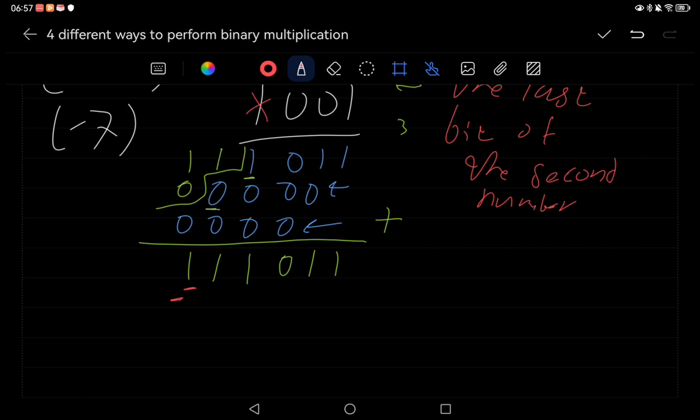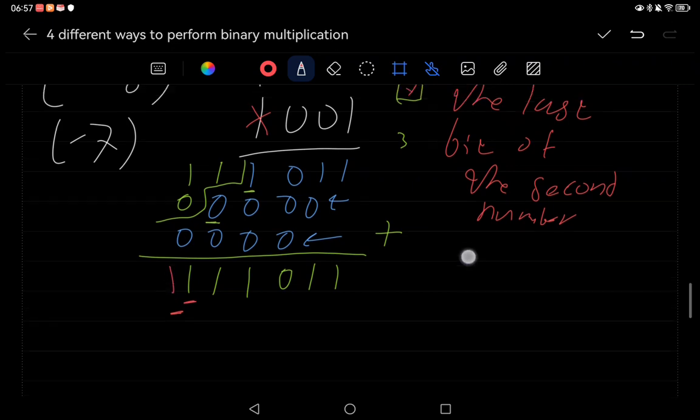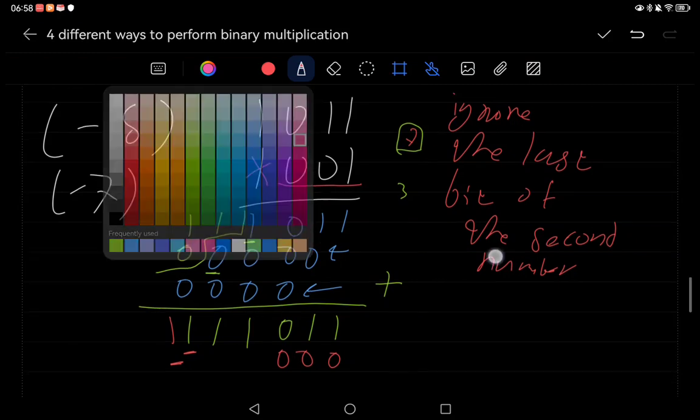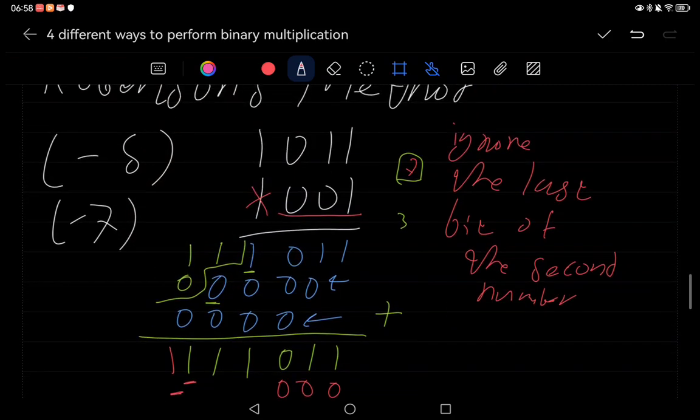In my case here I have 1, so I will write another 1 here, and I started with 3 bits. I will add 3 zeros here. This is our fourth step. First we extended the result, and because I started with 3 bits here, I will add 3 zeros here, and I will do our last step.